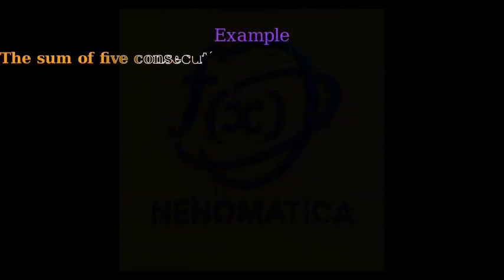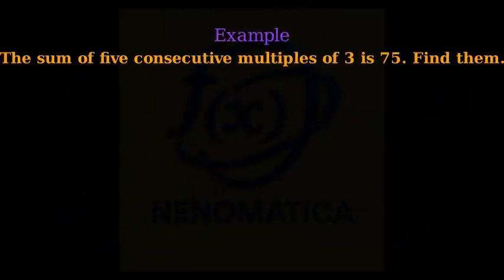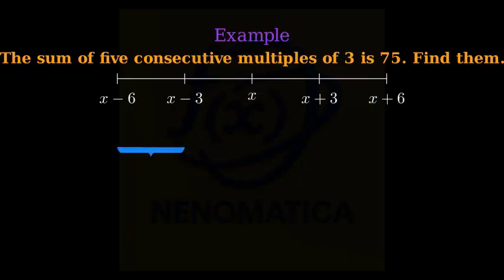Example: the sum of 5 consecutive multiples of 3 is 75. Find all 5 numbers. We will follow a simple algebraic pattern exactly as written on screen. Before the algebra, here's a quick picture. Think of a middle value x and steps of 3 to the left and to the right. That makes the 5 numbers x minus 6, x minus 3, x, x plus 3, and x plus 6.